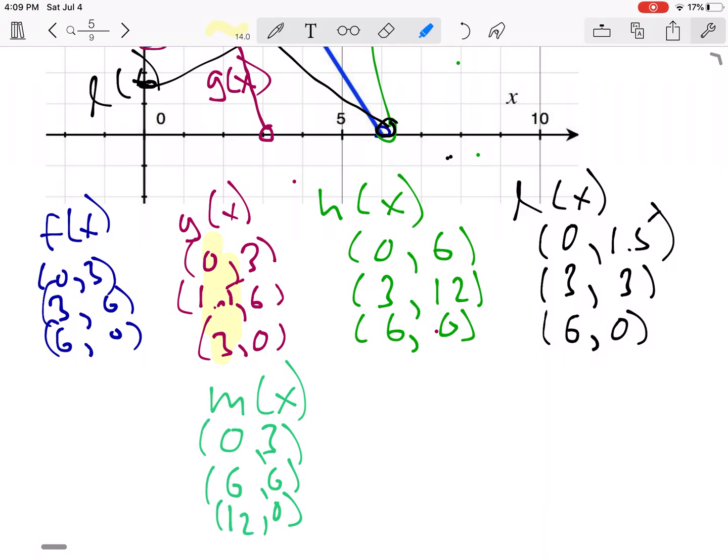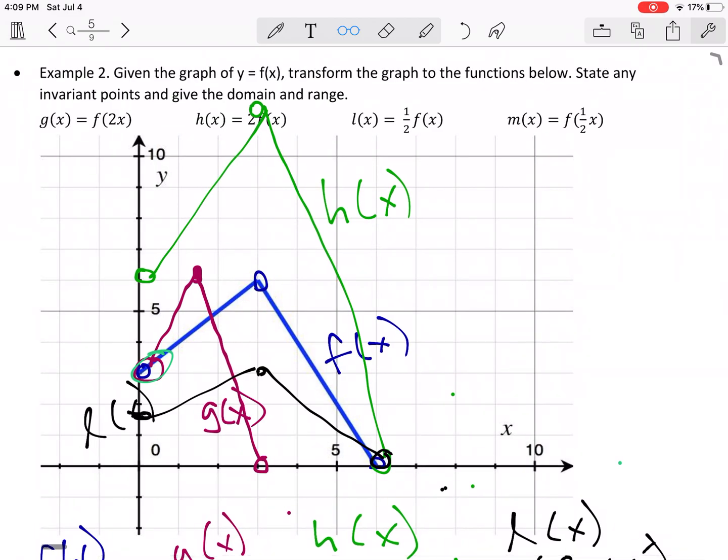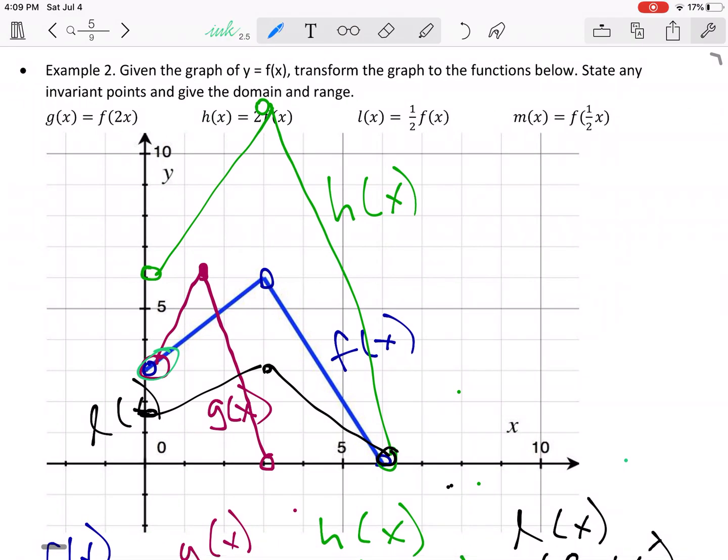Okay, so again, just like with the Gx function, notice that we're doing the opposite in terms of what goes on with the x. That's the important point here. Otherwise, you're going to get a bit confused. So 0, 3, that would be our invariant point. And then we've got 6, 6. And then we've got 12, 0. So again, around here somewhere. Okay, so this will be your Mx.